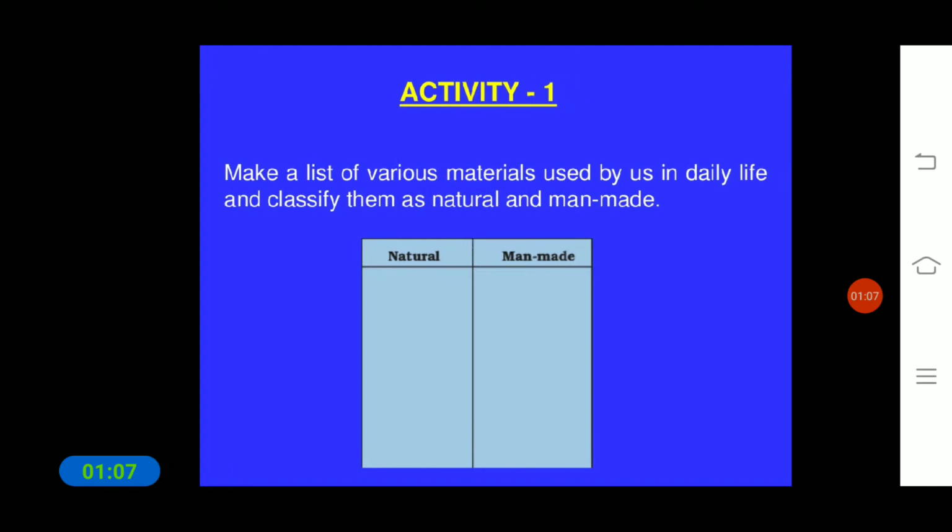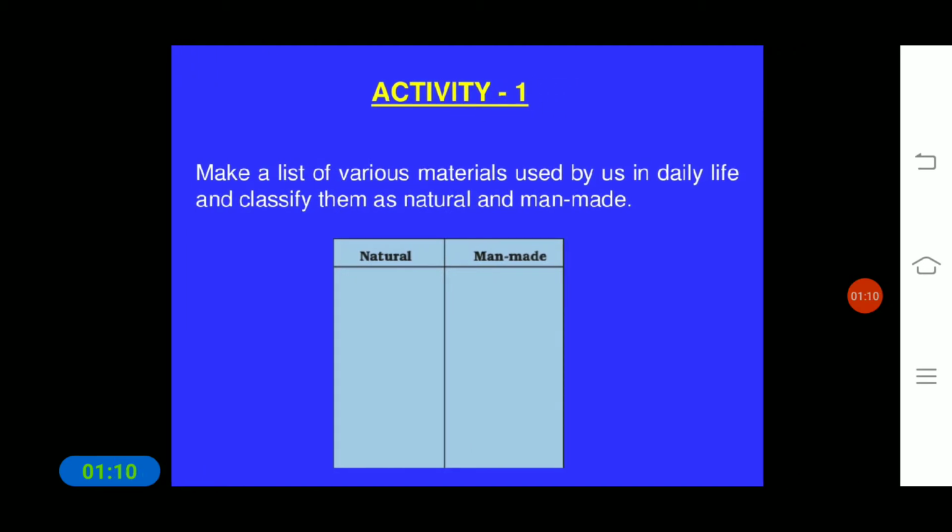So here we can make a list of materials used by us in daily life and classify them as natural and man-made. What are the things that we are getting naturally, and what are the things that we are using in our daily life which are man-made? So this is one of your homework, take it as that. What are the natural sources that we are using in our daily life and what are the things which are made by man?